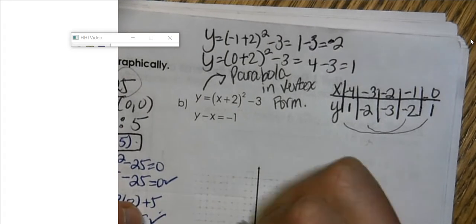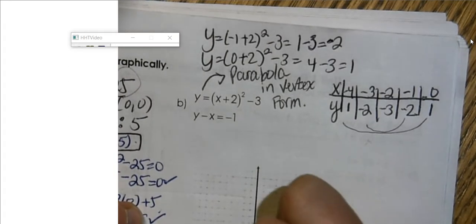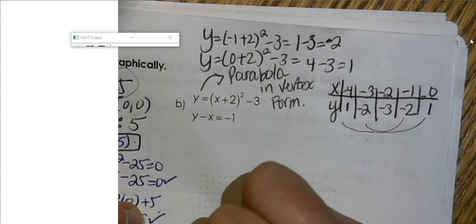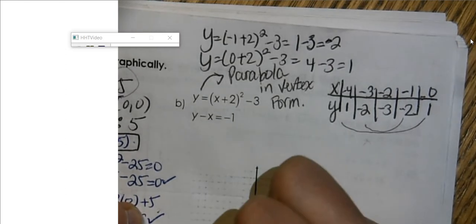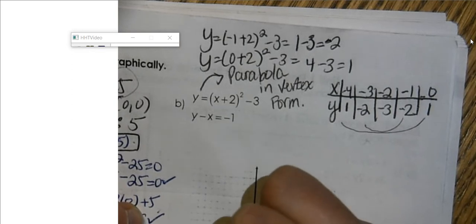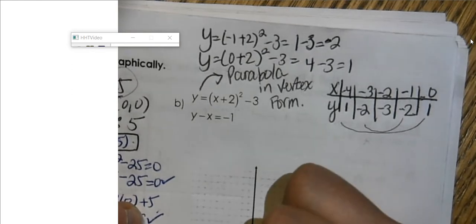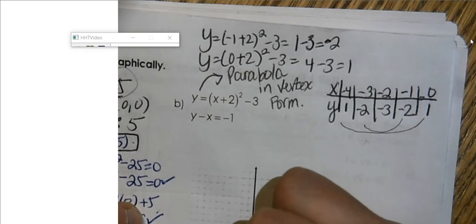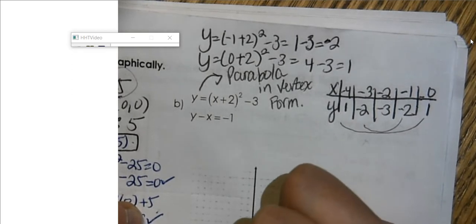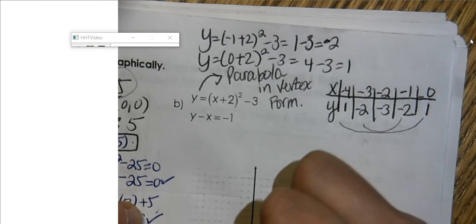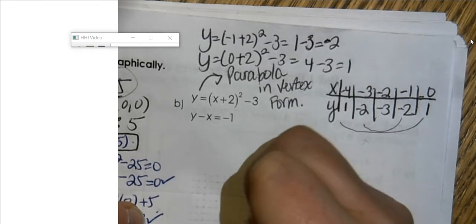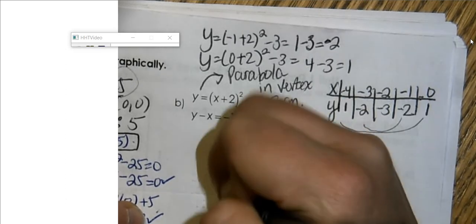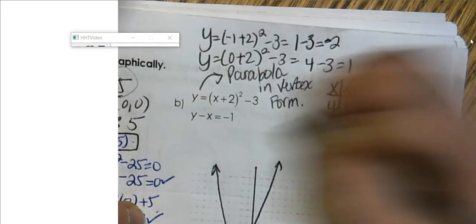So here is negative 4, 1, negative 3, negative 2, negative 2, negative 3, negative 1, negative 2, and 0, 1. And to the very best of my ability, I'm going to connect all of these points with my parabola.